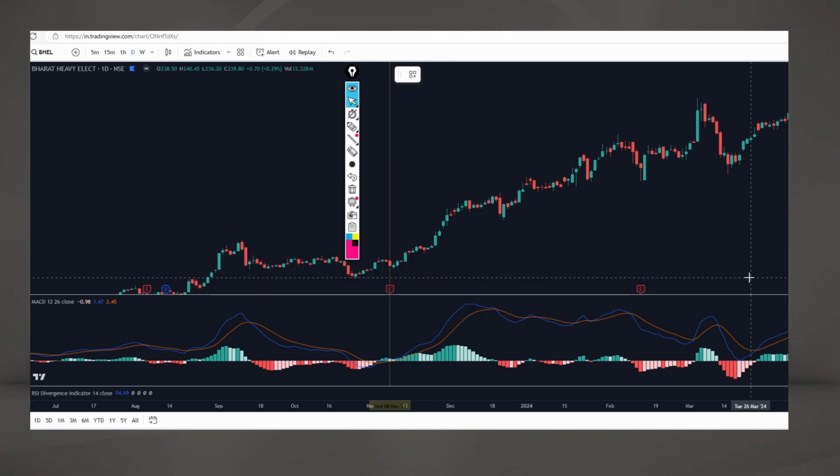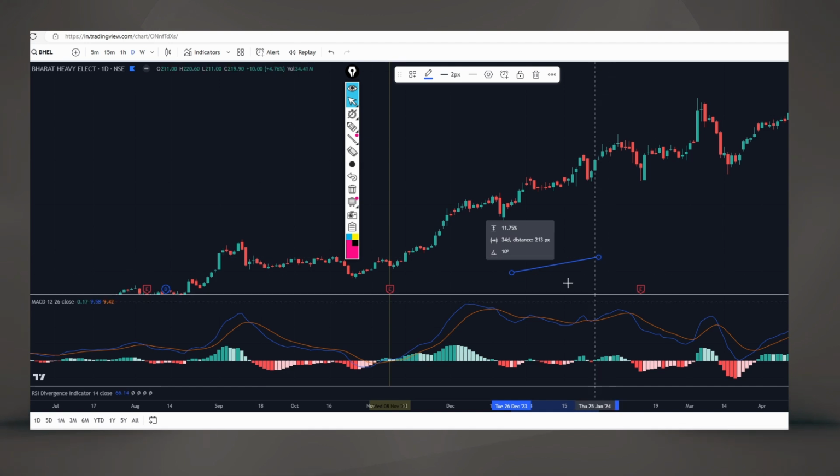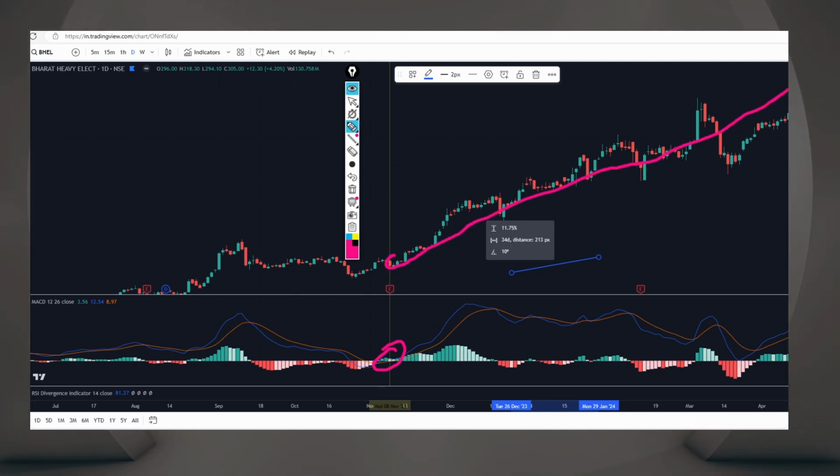So let me give some examples, right? Now this is the chart of BHEL. We all know how BHEL had a phenomenal run. Now what happened with MACD? You can see the crossover happens here. It crosses the zero line, and voila, what do we have? From 130, the stock is now at 300.